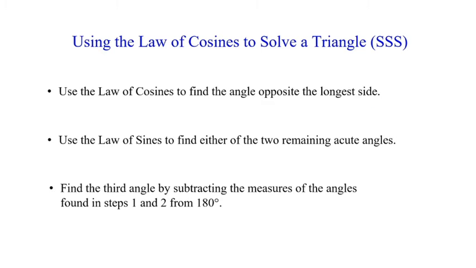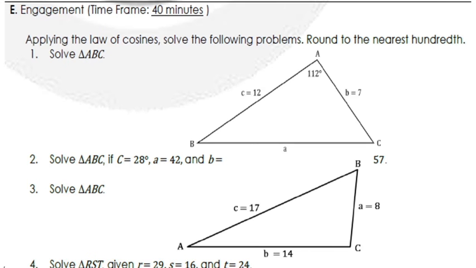Okay? So, let's answer our engagement part. I'm just going to show the answer for numbers 1 and 4. So, you have two choices. So, you have two answers already. And then, you have to answer numbers 2 and 3. Just going to tell you what formula you are going to use. So, for number 2, you're given angle C, 28 degrees, A, 42, and B, which is 57. Then, for number 3, you're given the three sides.